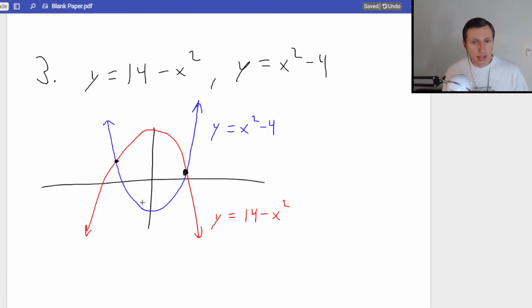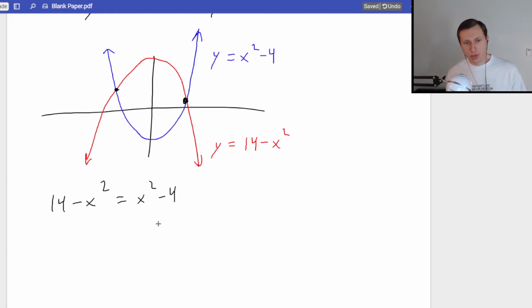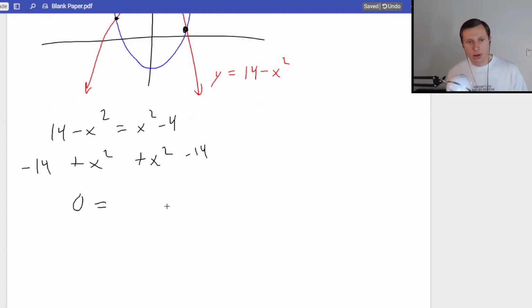So before I take the integral, if I set the functions equal to each other, I get 14 minus x squared equals x squared minus 4. How on earth do I solve this one? I'm going to add x squared to both sides, and subtract 14 from both sides. What I end up getting on the left is 0. On the right, simplifying in one step, I have 2x squared minus 18.